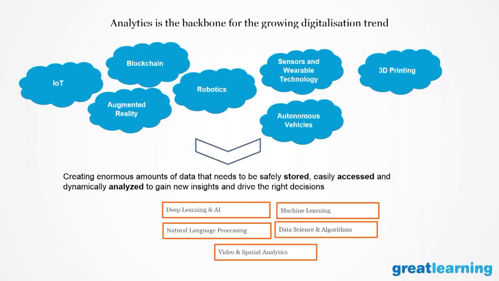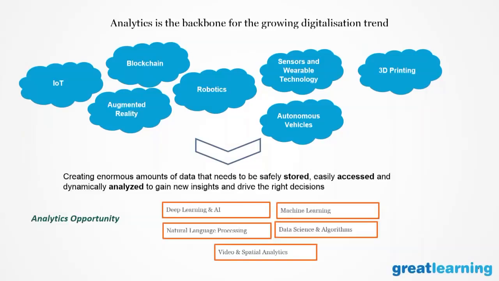If you look at the Internet of Things, with sensors and wearable technologies, it's your physical assets or machines that are producing a certain amount of data. Similarly, blockchain, which is again in the news, is about creating digital ledgers. Augmented reality, autonomous vehicles, 3D printing: all these are new technologies which would be generating a lot of digital data.